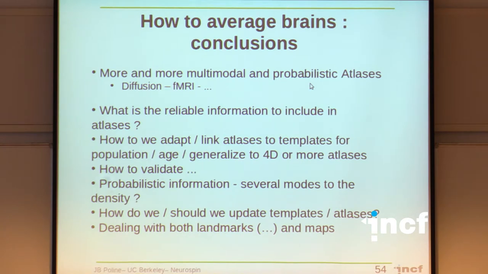So the conclusion for how do we average brains? Basically, we don't know how to average brains. I guess the only option would be a neuroanatomist looking at which area of this subject can be averaged with which area of that subject. That's practically impossible to do in most cases. So what is the reliable information that we find across subjects that we want to match? That's one of the big neuroscience and neuroinformatics questions. How do we validate?